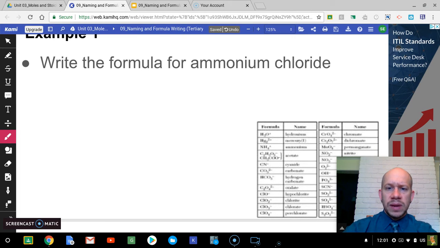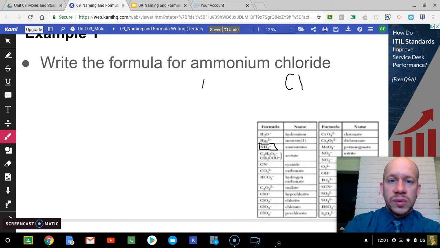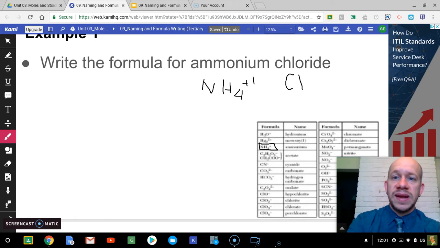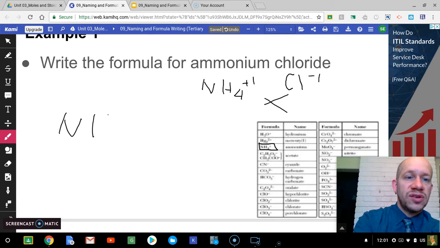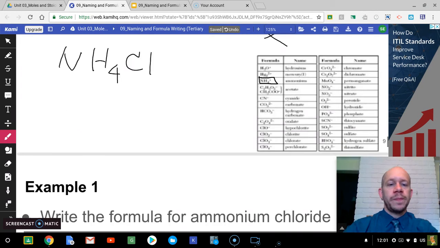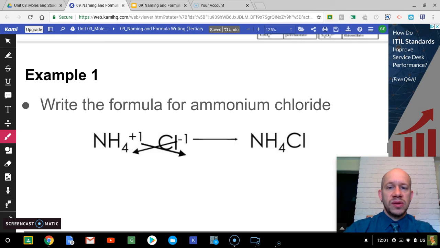So we have ammonium right here, which is NH4, and chloride we know is Cl. We're going to follow our same crisscross and reduce. So NH4 has a +1. Chlorine has a -1. If we crisscross, we're just going to get NH4 as 1 unit, Cl. So here's that written out so you can check your work.